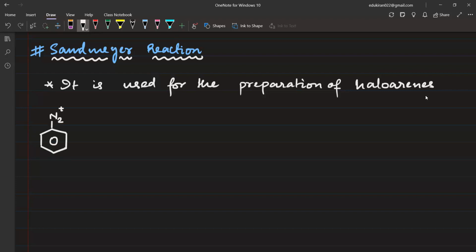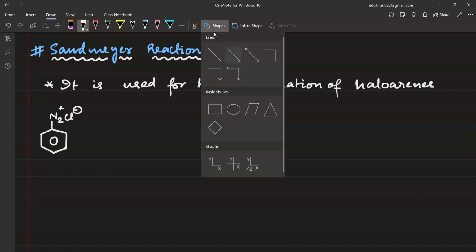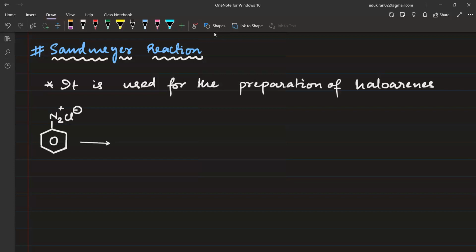N2 positive, Cl negative. Now, instead of Cl, you can have any other, bromide or iodide also, but generally we have Cl negative. Now, when you react this with Cu2Cl2 or Cu2Br2, I'm writing Cu2X2, X will be equal to chlorine or bromine.